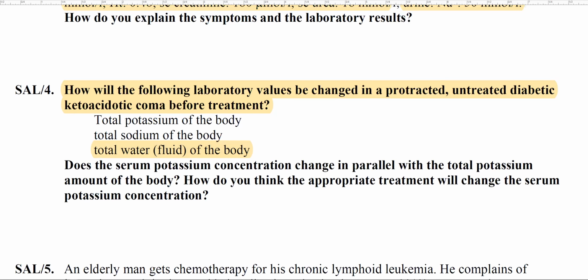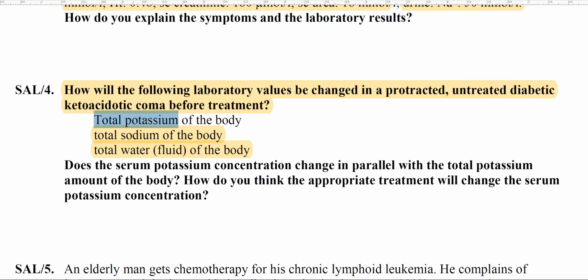Osmotic diuresis? So the water will be lost? Exactly. So the total body water will decrease due to osmotic diuresis. All right, good. Let's see what will happen with the total sodium of the body. You would also expect the sodium to be lost because of the osmotic diuresis? Not because of osmotic diuresis, because the urine always contains ions. Okay. All right, yes, this is the total sodium.